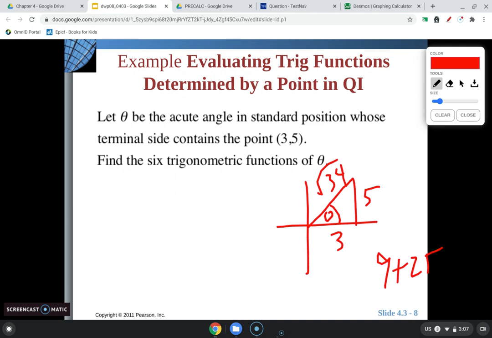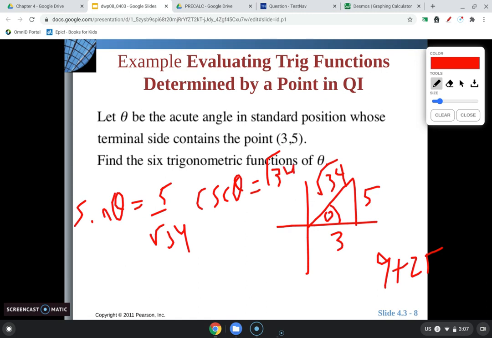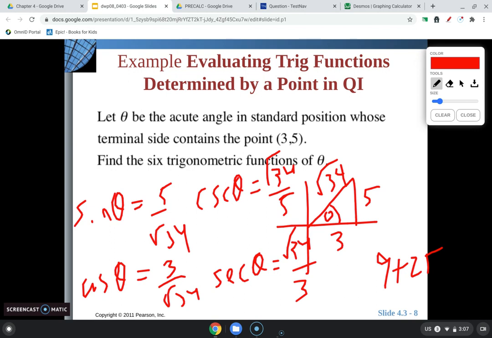Okay, so sine theta equals 5 over root 34. Cosecant theta is root 34 over 5. Cosine theta is adjacent over hypotenuse, 3 over root 34. Secant theta is root 34 over 3. Tan theta would be opposite over adjacent, 5 over 3. Cotan theta then would be 3 over 5.